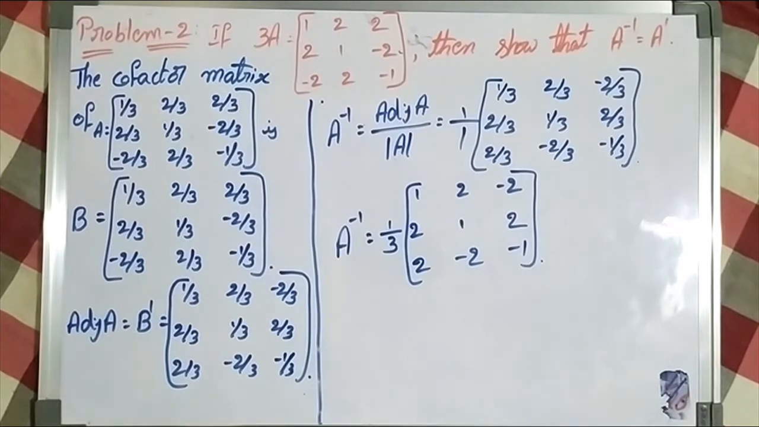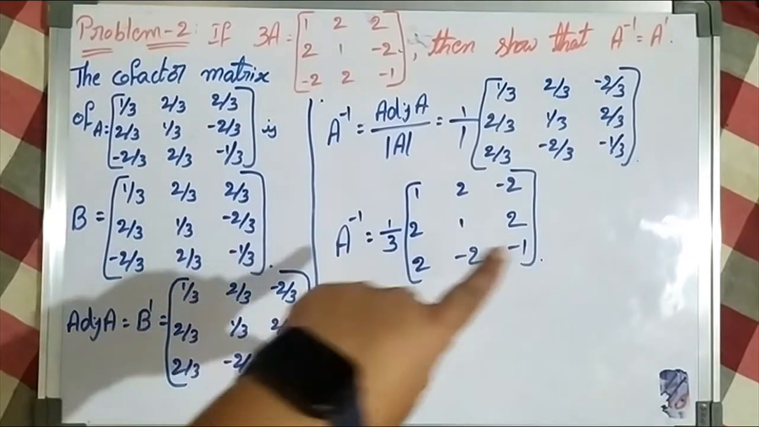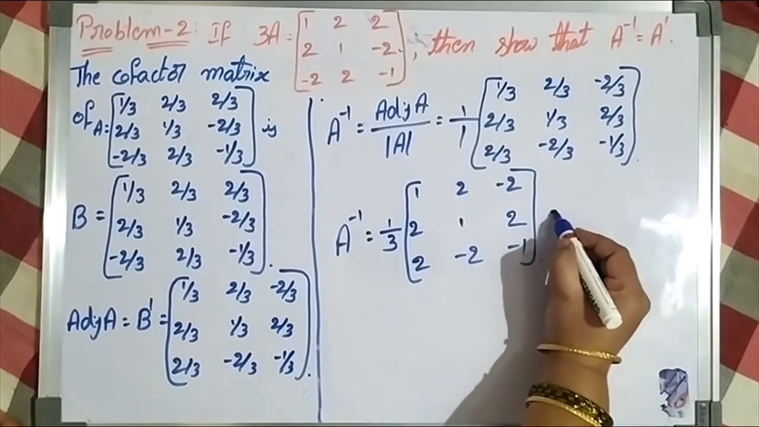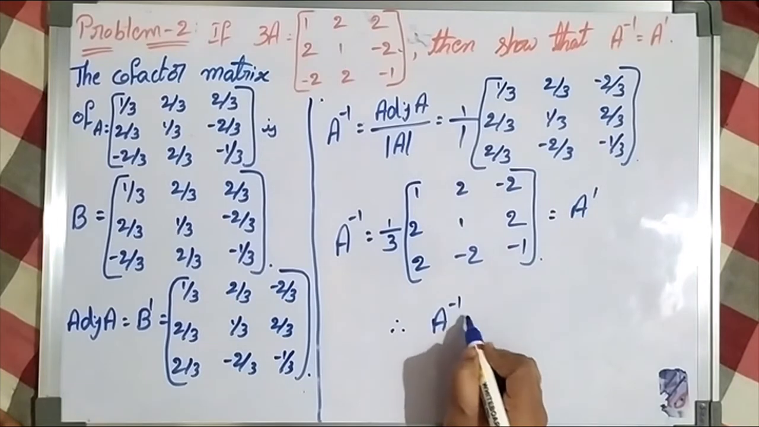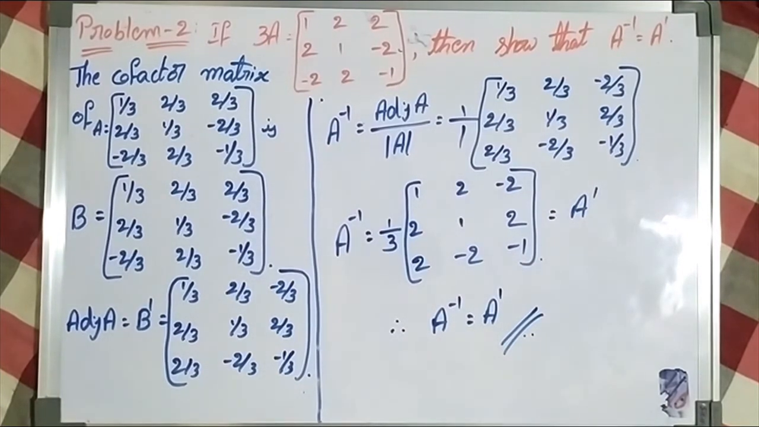Then by observing A transpose, in previous steps we can calculate the A transpose value. Then A transpose equal to 1 by 3 into 1, 2, -2, 2, 1, 2, 2, -2, -1. Then this is equal to A transpose. Therefore A inverse equal to A transpose. This is the solution of this problem.